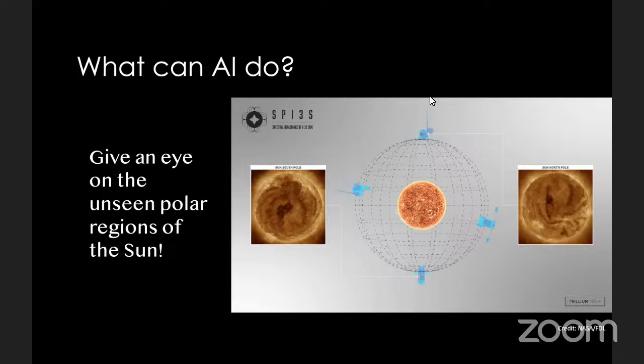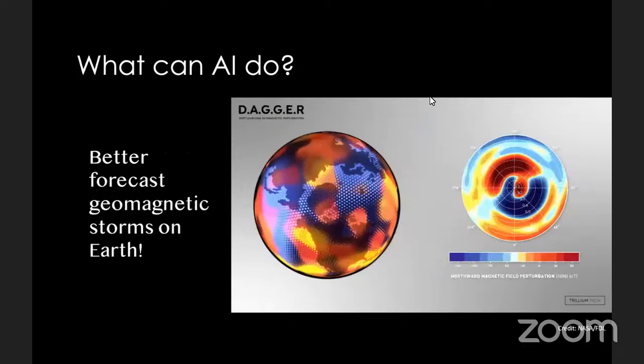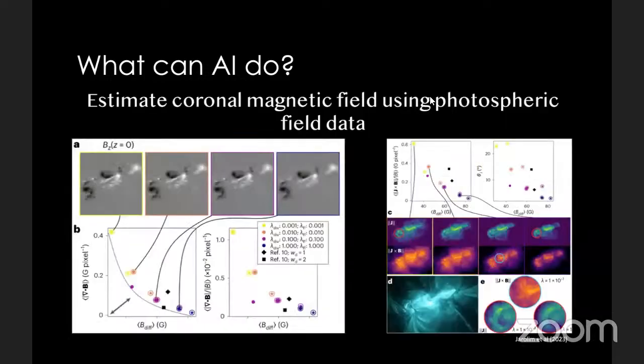But our machines can do it, because as the Solar Orbiter is slowly increasing its degree above the ecliptic plane, it produces some data. So probably we can train the machine to really know about the polar regions of the Sun. Better forecast for geomagnetic storms on Earth, as I indicated, that the storms are very, very important for our electrical systems. Estimate the coronal field using photospheric field data.